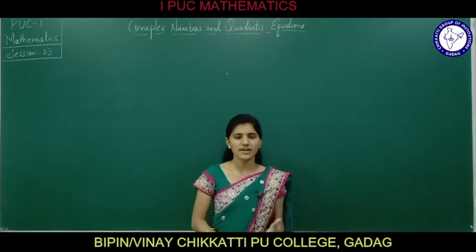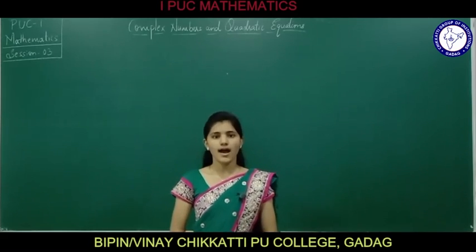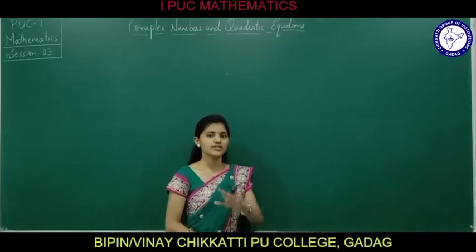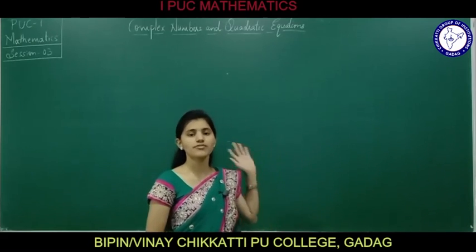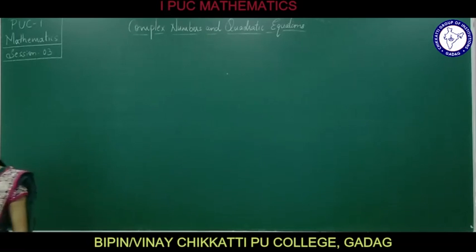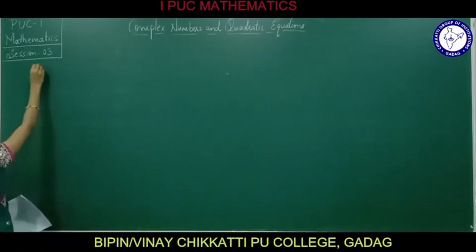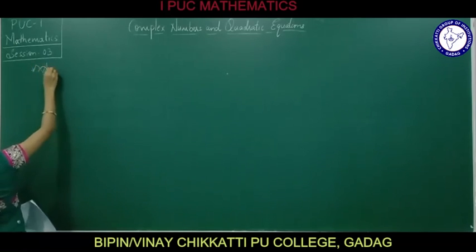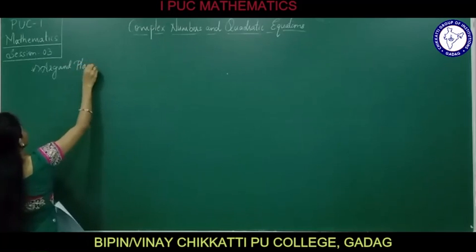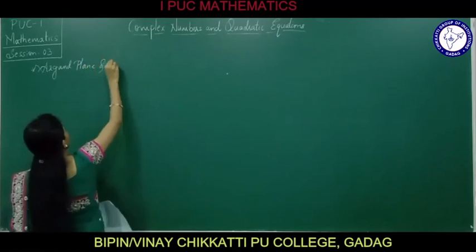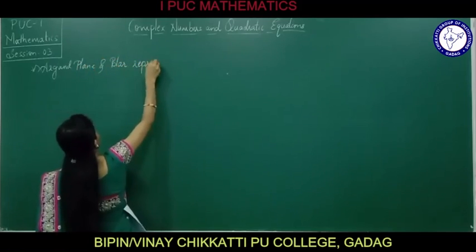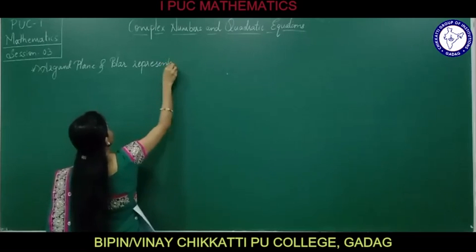So today in this session we are going to discuss how we are going to represent these complex numbers in the Argand plane or in the polar representation. Today we are just going to study the representation of complex numbers, that is, Argand plane and polar representation.